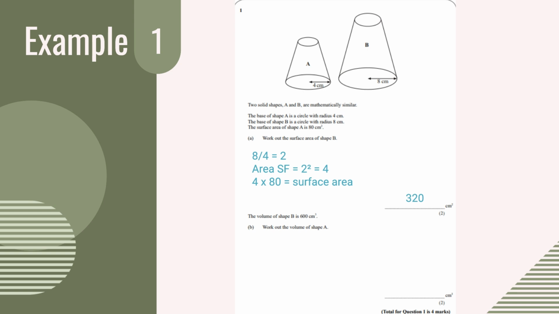The volume of shape B is 600 cm cubed. Work out the volume of shape A. Now, we already know the linear scale factor is 2, so if we cube that, we get the volume scale factor of 8. So we do 600 divided by 8, we get the volume of shape A. So the volume of shape A is 75.